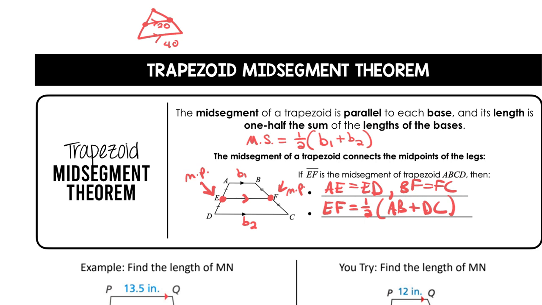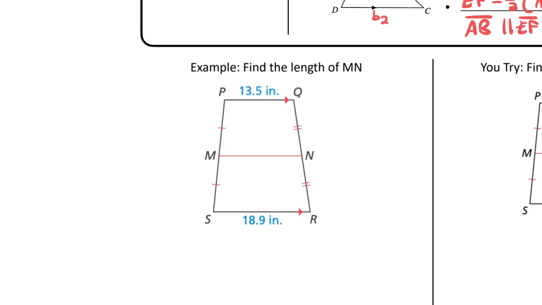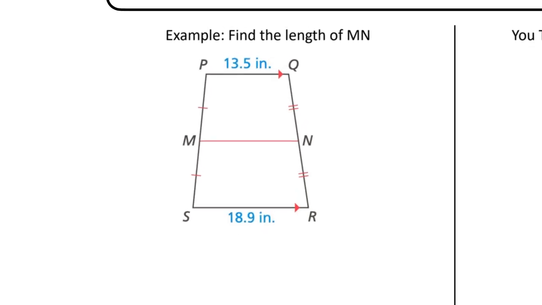We also technically know that side AB is parallel to segment EF and segment or side DC. All right, so it says find the length of MN. All you have to do is add up the bases and divide by 2 or multiply by 1/2, right? The mid-segment is equal to these two added up and this cut in half.